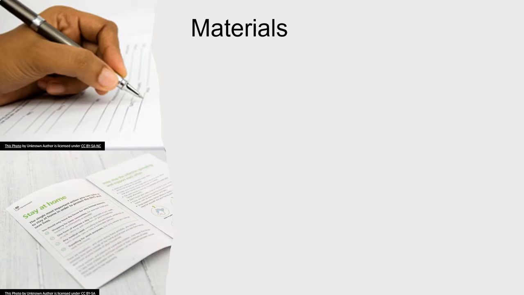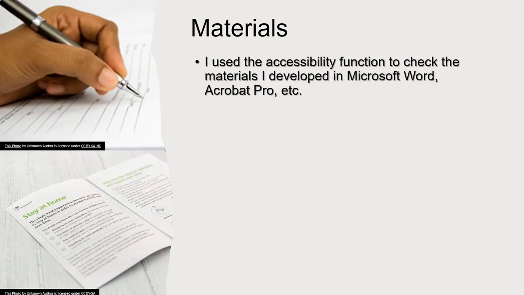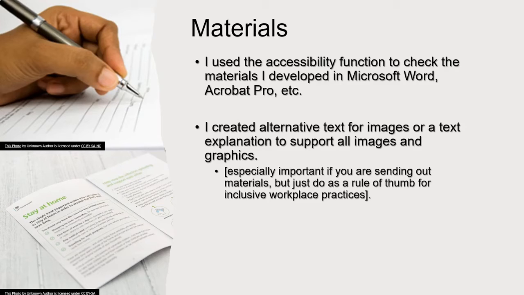Let's go over a few more notes on some materials. I use the accessibility function to check the materials I developed in Microsoft Word, Acrobat Pro, etc. I use Microsoft Word a lot, if I haven't made that obvious or talked about it enough, and I show how to do this. If you don't know how to check accessibility using Microsoft Word, I do show how to do that in the video linked. I also show the next bullet point in that same tutorial video.